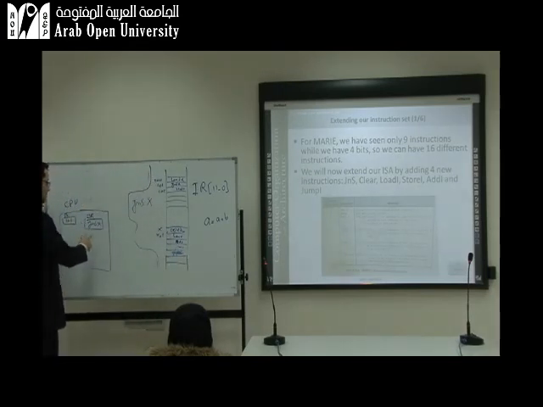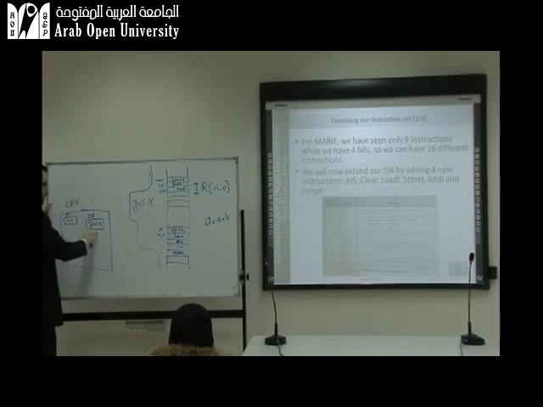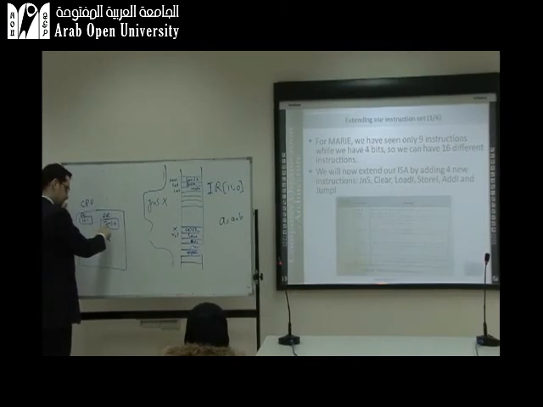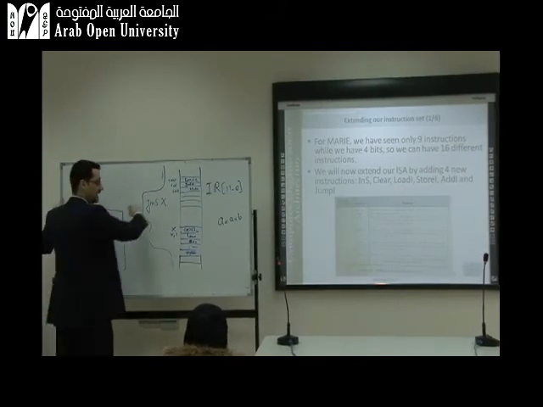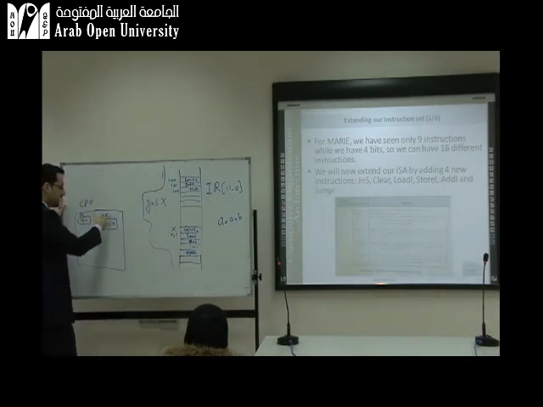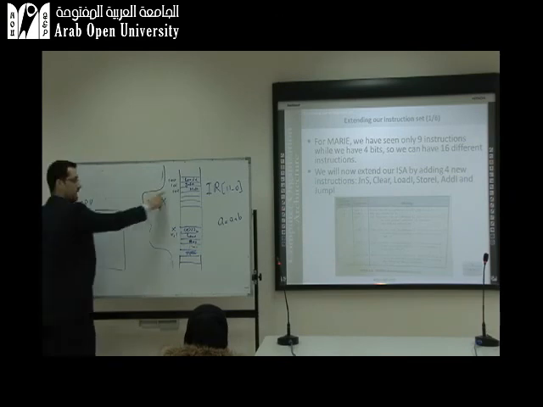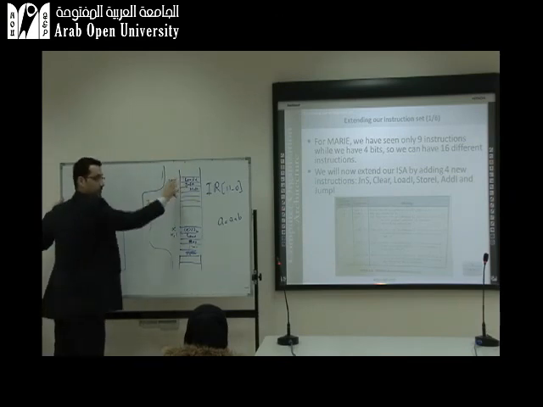So during the decode process, what happens? The CPU knows that this is a jump and store, so it jumps to address X. Keep in mind, after fetching the jump and store instruction, the PC will be incremented by 1. So during the execution, we know that the PC is 102, the address of the next instruction in our program.